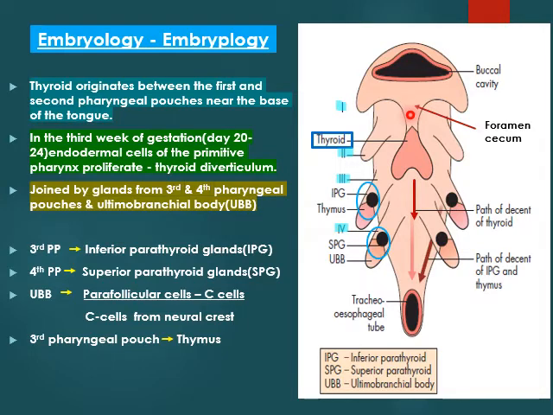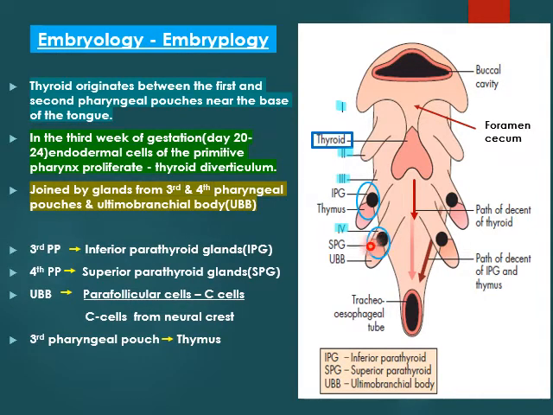And this continues to descend downwards to its final position, and during its descent it is joined by the glands of the third and fourth pharyngeal pouches and the ultimobranchial body. So these three structures join the descent of this diverticulum into the neck. The third pharyngeal pouch gives rise to the inferior parathyroid gland. The fourth pharyngeal pouch gives rise to the superior parathyroid gland.